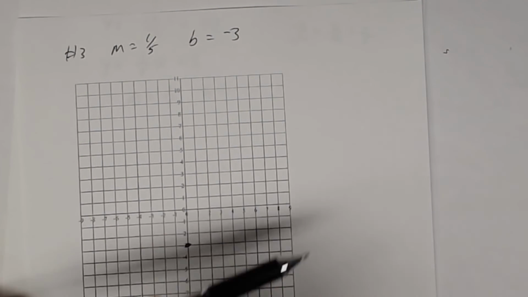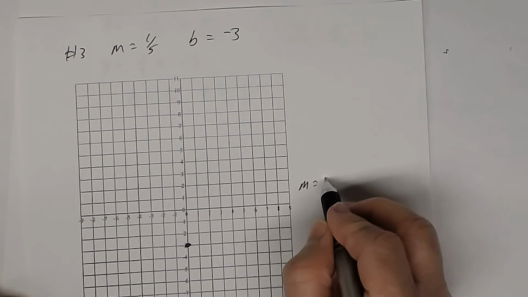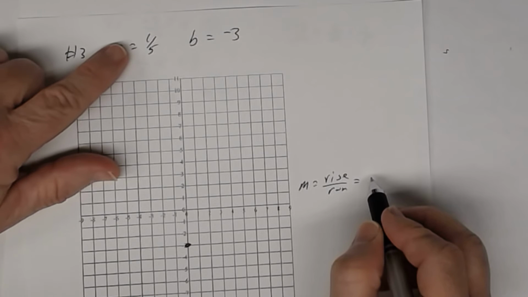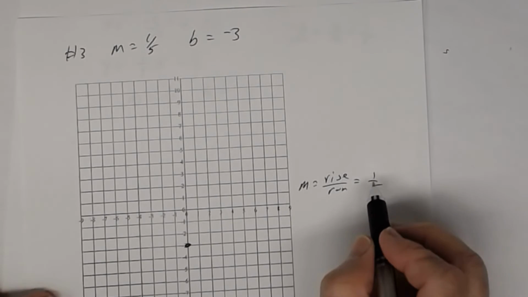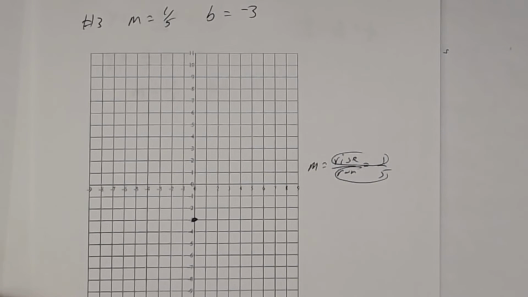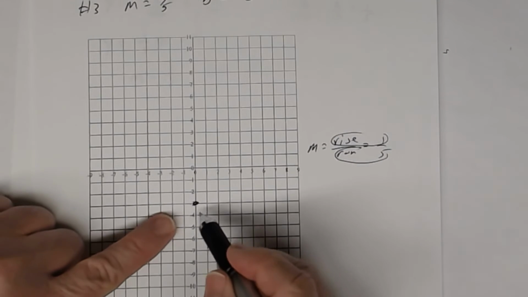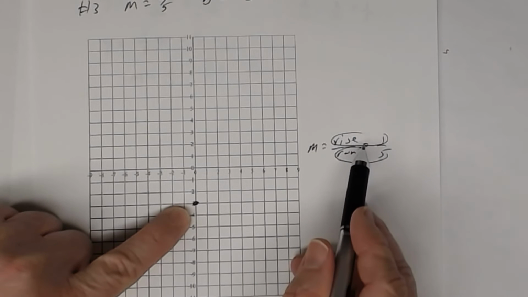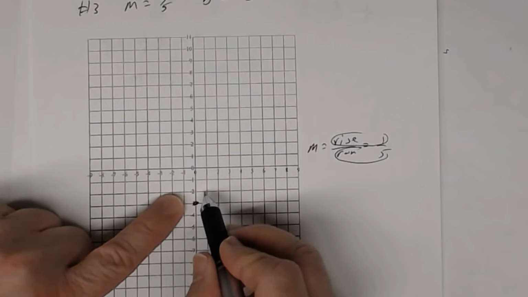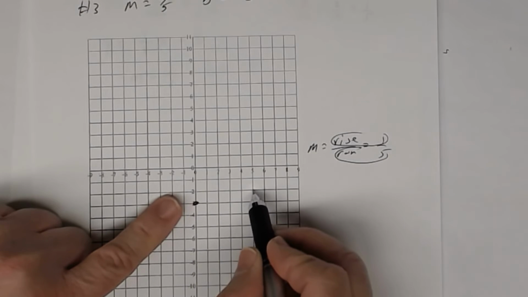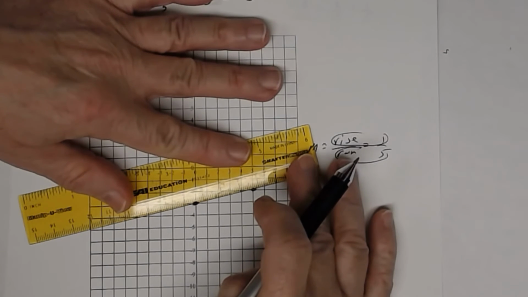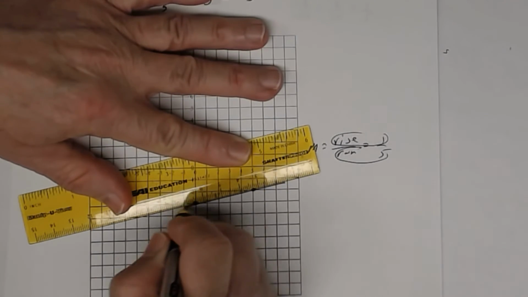It's going to rise. And I know that the slope is rise over run, and so that's 1 divided by 5. So my rise is positive 1, and my run is positive 5. All right, and so now I can find the other point. From this point, I'm going to rise 1, positive 1, and then I'm going to run positive 5. 1, 2, 3, 4, 5. And there's the other point, and then you just draw your line, and you're done. Okay, just like this. Not difficult at all, right?